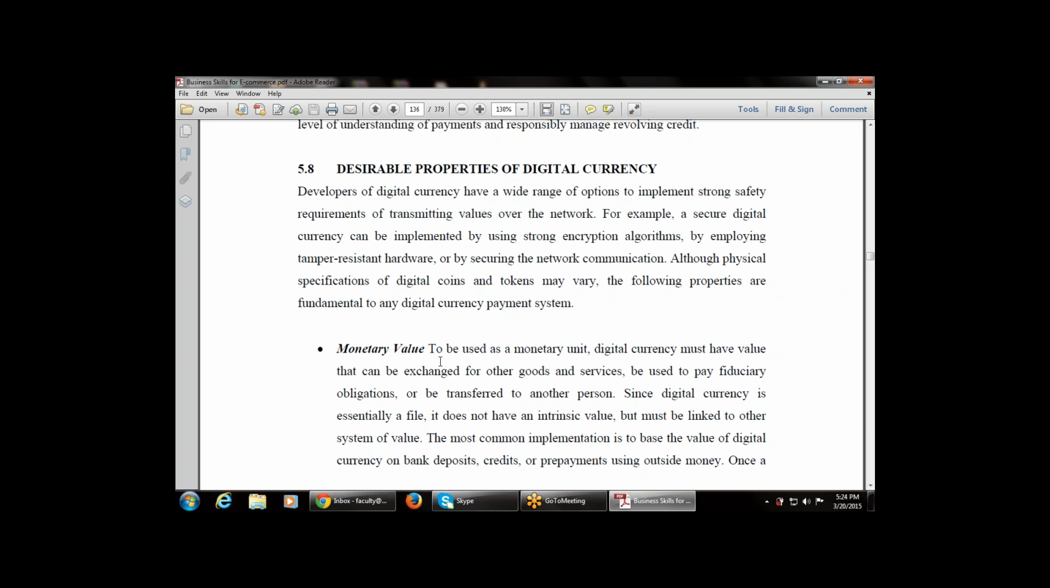The most common implementation is to base the value of digital currency on bank deposits, credits, or prepayments using outside money. These are the most common implementations used as the basis of digital currency.